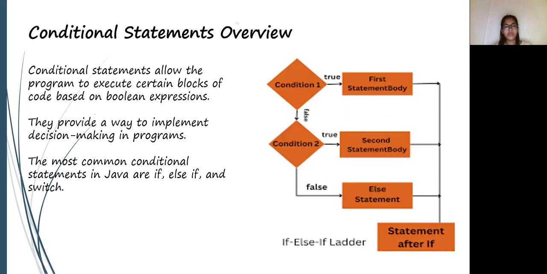Conditional statements overview. Conditional statements allow the program to execute certain blocks of code based on a Boolean expression. They provide a way to implement decision making in programs. The most common conditional statements in Java are if, else if, and switch.